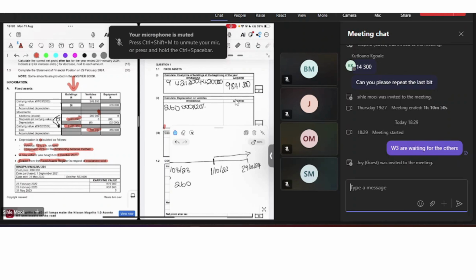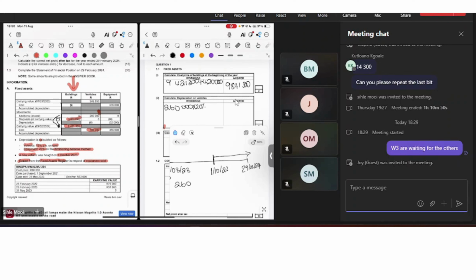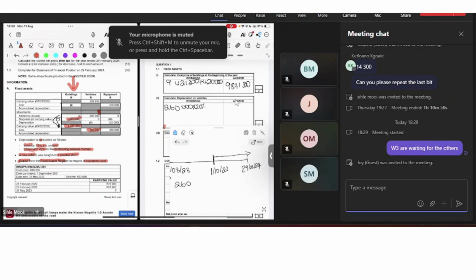But because this did not depreciate for the full year, we need to count how many months it depreciated. So this is from when it was purchased till the end of the year. So it will be October, November, December, January, February, making it 5 months. So then we'll multiply this by 5/12 because the 20% gives you depreciation for the full year. But as we know, for this, it did not depreciate for the full year. So we need to apportion.